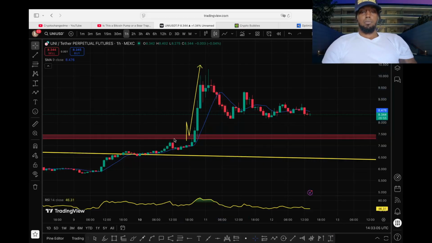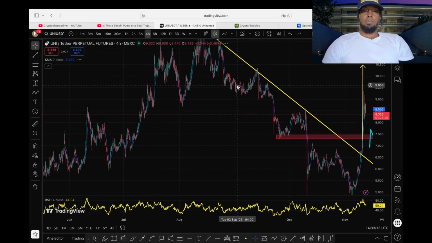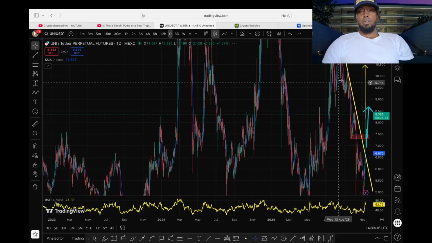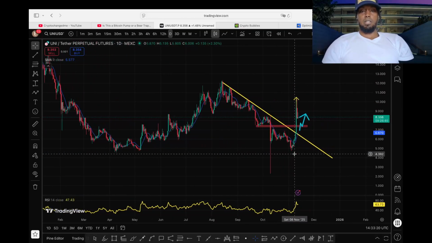37%. Can't make this shit up. You can't make this shit up, man. Like, that's why I just trade price action, man. I don't care about all these other things that other people trade. I just trade price action, innit?